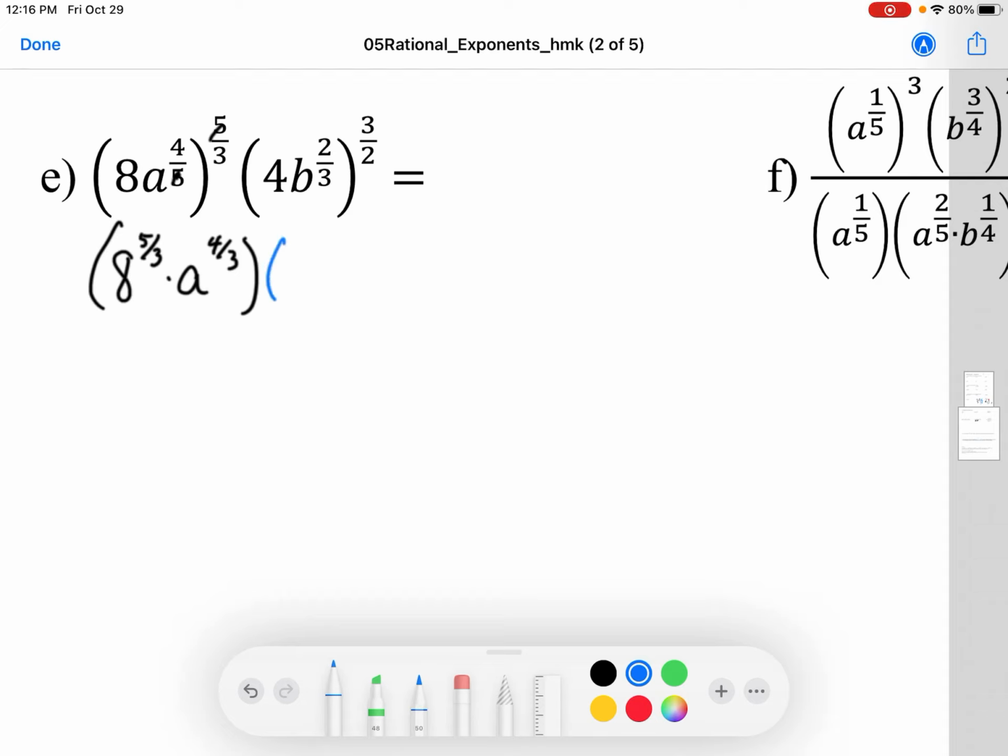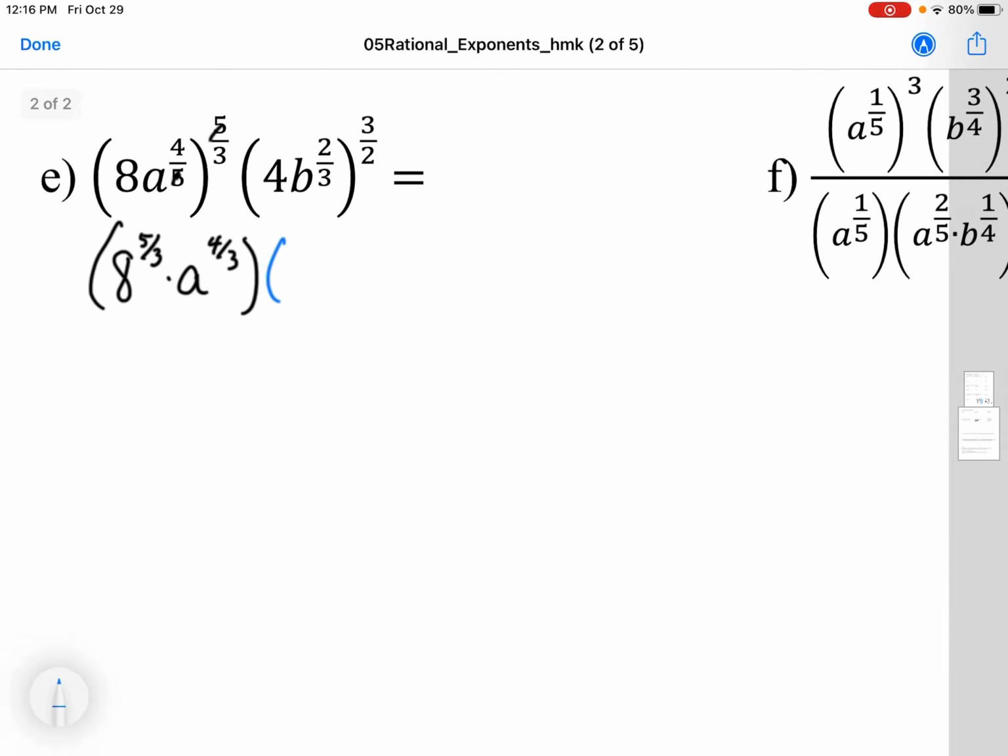For the next part, we need to apply the power onto the 4, so it's power 3 root 2, and then b, I have a power 2 over 3, power 3 over 2, they cancel each other out when I do power to power, so I end up with just b.